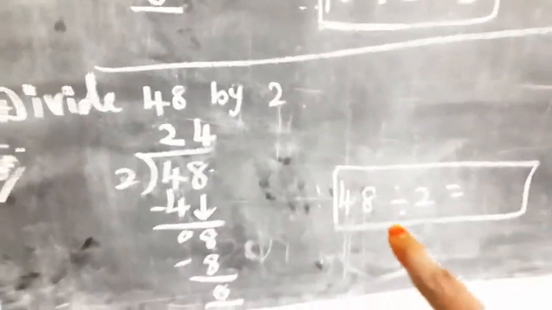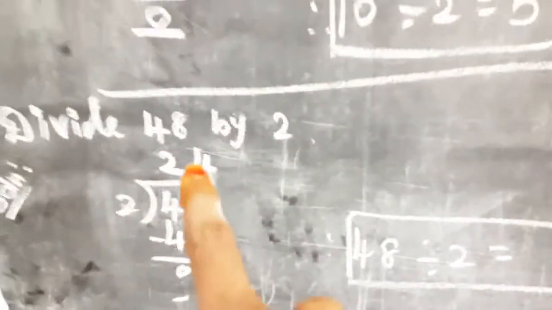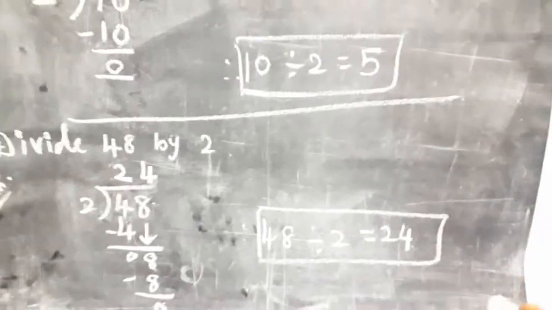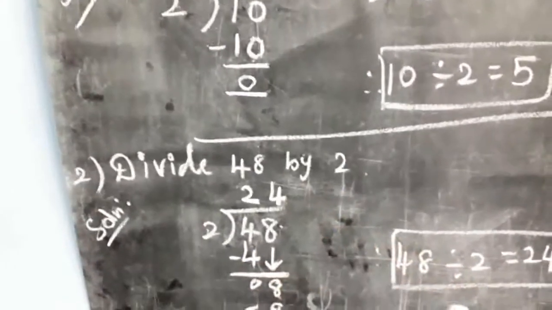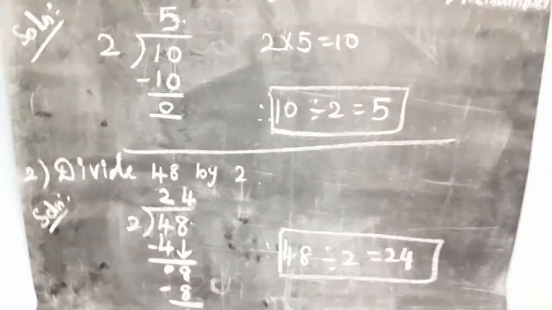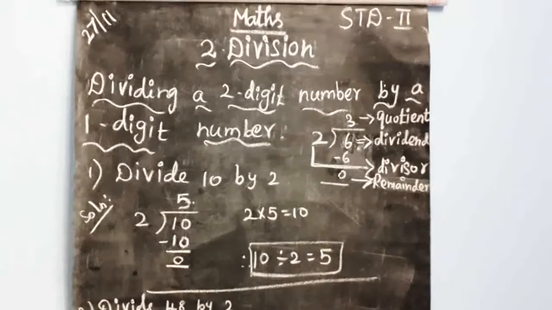Therefore 48 divided by 2 is equal to 24. Always write the answer in the quotient only. So 48 divided by 2 is equal to 24. That is dividing a 2-digit number by a 1-digit number.